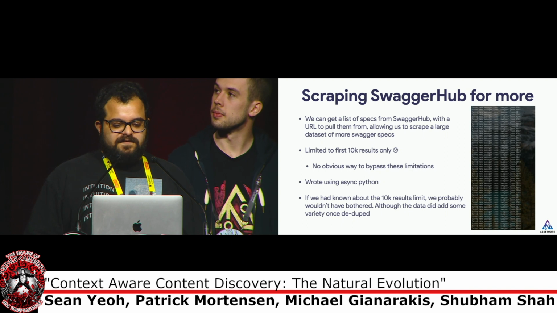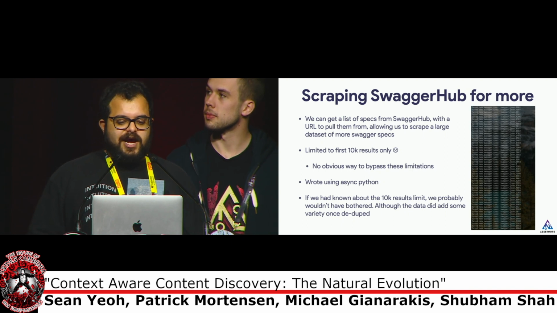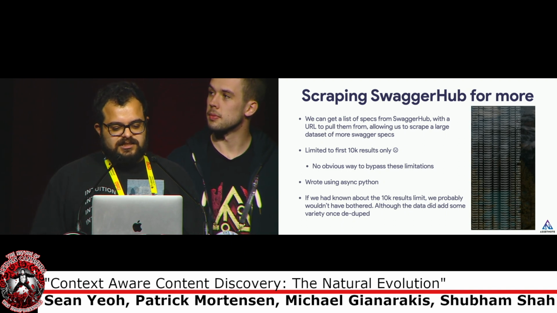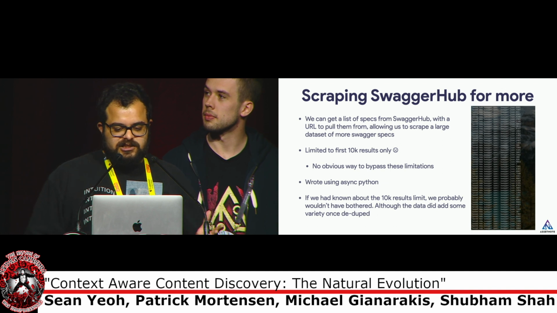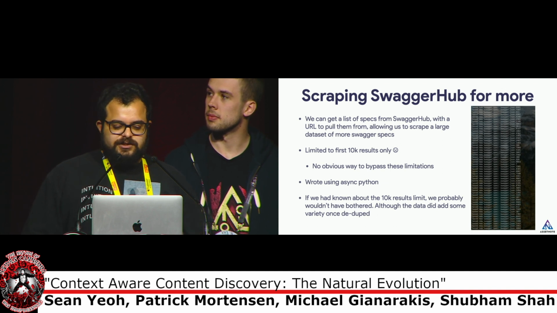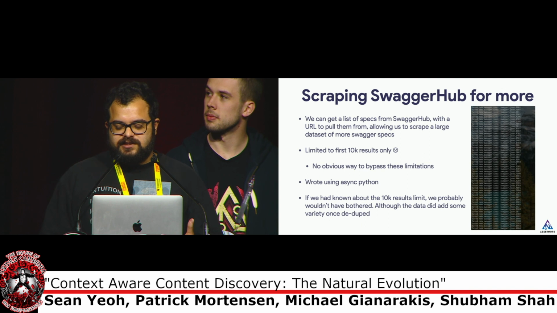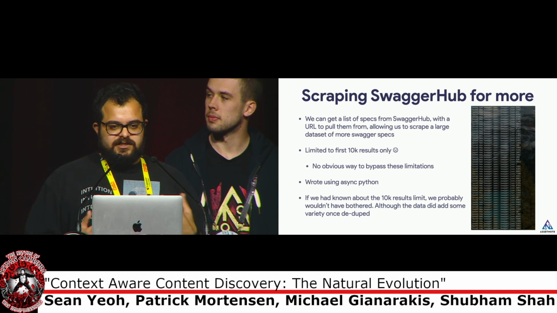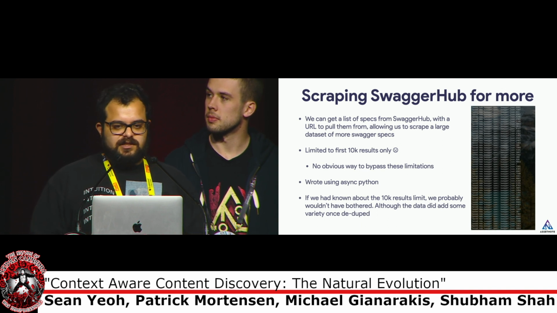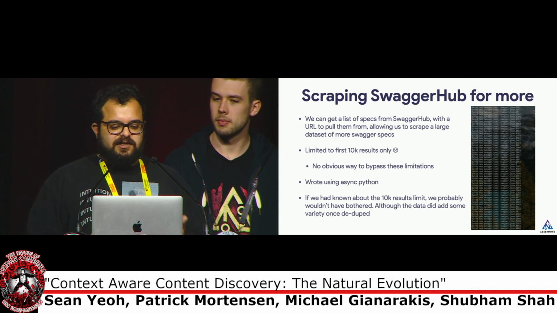Then we also found another data source, which was Swagger Hub, and we could list all the specs on Swagger Hub, and unfortunately, it was only limited to the first 10,000 results. That was a limit that they were enforcing on the server side, not something you could bypass with a list of IPs, with a list of proxies or something. It's just a hard limit of 10,000.